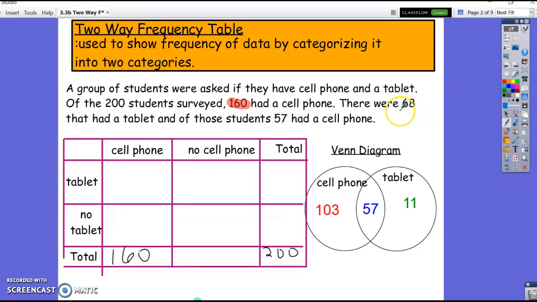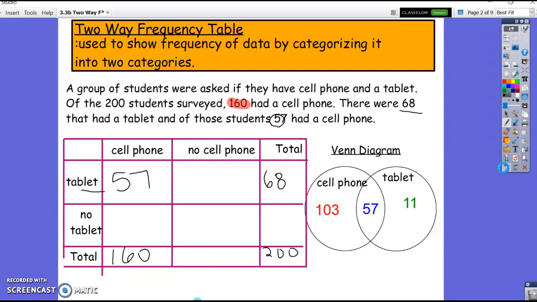They also say that there were 68 students that had a tablet. So here's my tablet row and my total column, so that total is 68. Then they tell us that 57 of those had a cell phone, so 57 students had a tablet and a cell phone. Here's where our tablet row and our cell phone column meet.